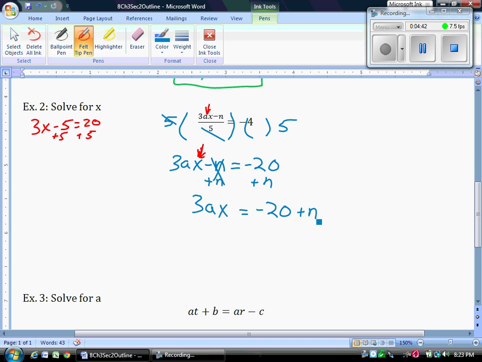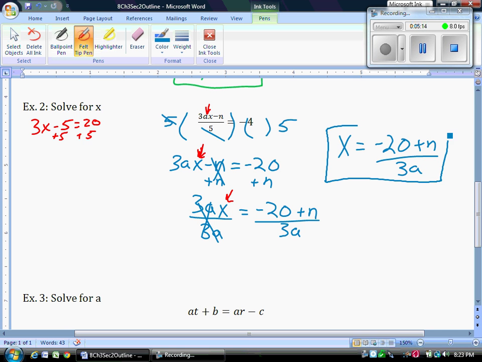That leaves me with 3ax equals negative 20 plus n. Okay. Like I said, no addition. We can't add negative 20 and n, so just write them next to each other. Let's find our x right there. So what's happening between 3a and x? They're all being multiplied, so that means I have to divide by 3a to cancel it out. Divide by 3a. And so I know that x is equal to negative 20 plus n divided by 3a. And that's my final answer.